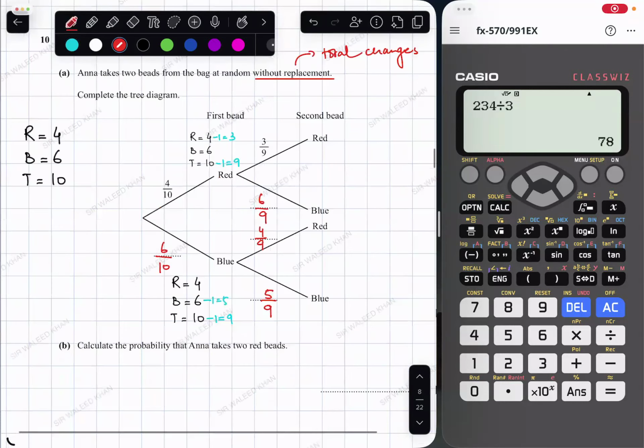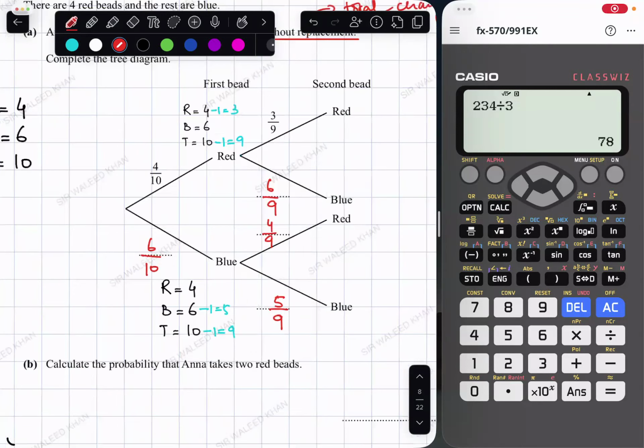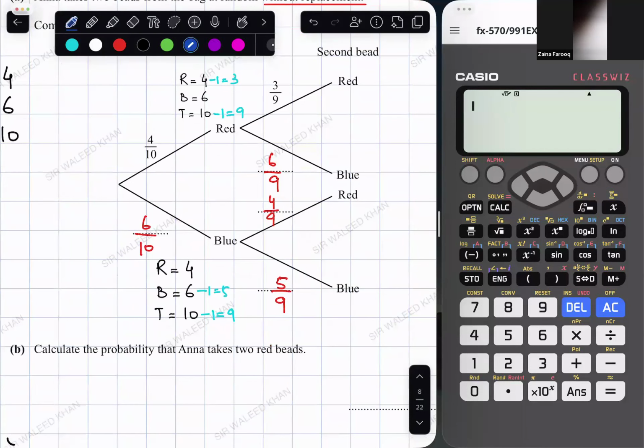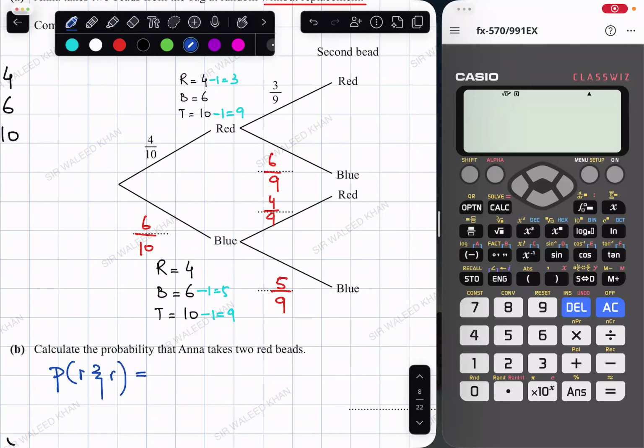Calculate the probability that Anna takes 2 red beads. Zana, can you tell me what should be the probability that Anna takes 2 red beads? Miss Zana? Zana, which I'm asking you, what should be the probability? 2 by 10? Is it 2 by 10? The first one is red. What is the probability?